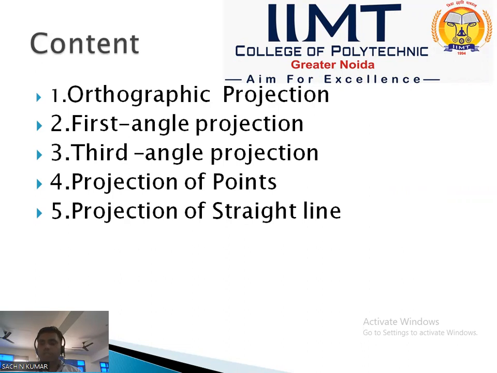In the projection of a point, we have different cases: lines perpendicular to HP, parallel to VP, parallel to HP, perpendicular to VP, and lines parallel to both planes. After discussing the projection of a point, we discuss the projection of straight lines, and after that the projection of planes. So we start with orthographic projection first.